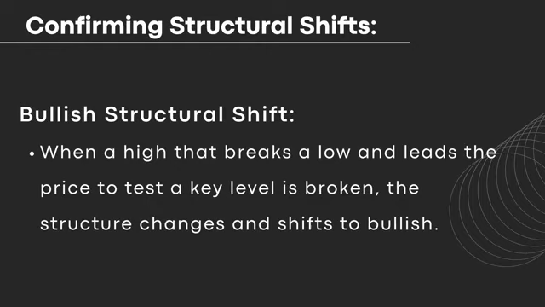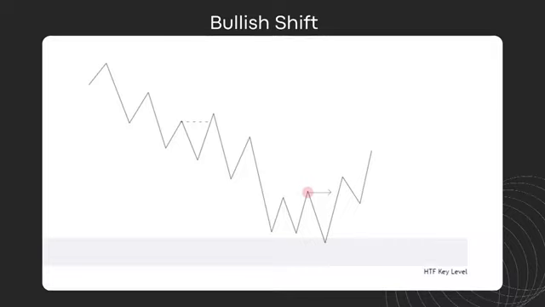When a high that breaks a low and leads price to test a key level is broken, that structure changes and shifts to bullish. Let's look at it right here. So again, price is in a downtrend because it's breaking lows and rejecting highs. And then right here it tests a key level, and this key level is tested with this swing high, this swing or expansion right here, and this swing originates from this high, and this high not only led price to test a key level, but also broke this low right here. So that means this high is a significant key level, and when this high is broken, a structural shift will occur, and structure will be changed and it will shift to bullish.